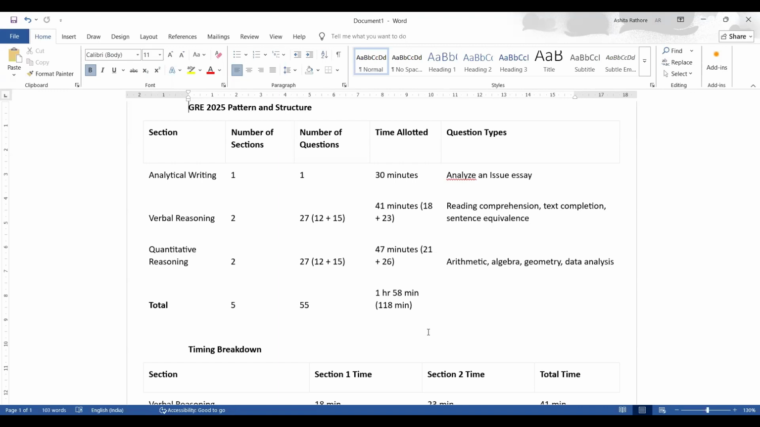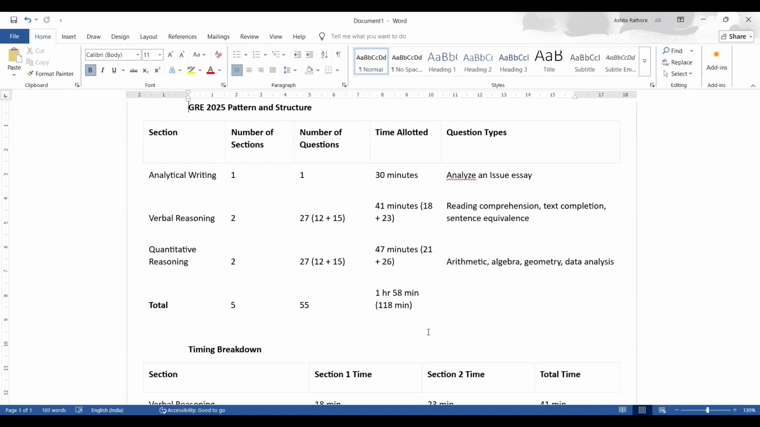Got it? Got it. And what about, ma'am, sentence equivalence? Yes, Praveen? Yeah, ma'am. Next, you are going to explain sentence equivalence. I just wanted to ask, in the options there will be some words, and yes.